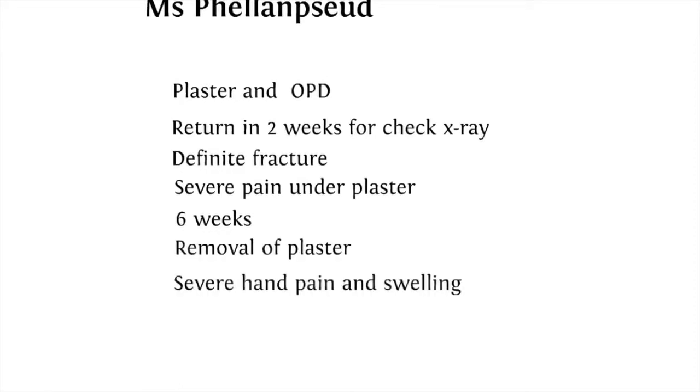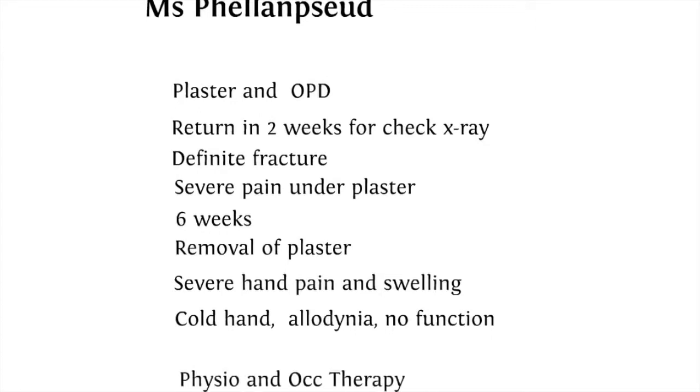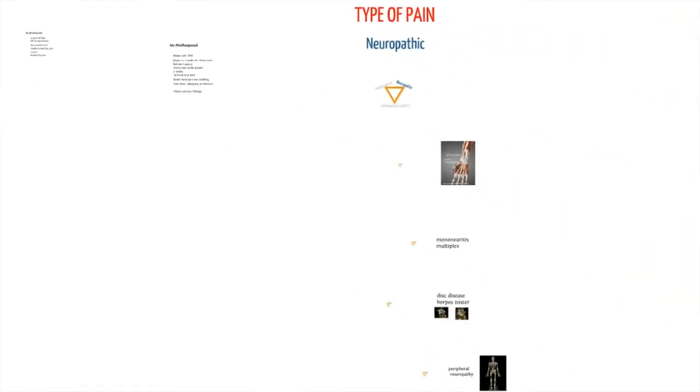So at removal of the plaster, she has severe hand pain and is swollen. The hand is cold, there's allodynia, and the patient is holding the hand in a sort of claw-like immobilized situation. She can't touch anything. So she's sent straight to physiotherapy and occupational therapy to mobilize the hand as a matter of urgency. So this lady now has a pain that is much more widespread than the original trauma pain. It's going on for a lot longer than one would expect, and so she's having appropriate urgent mobilization.